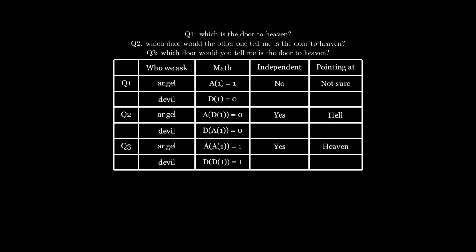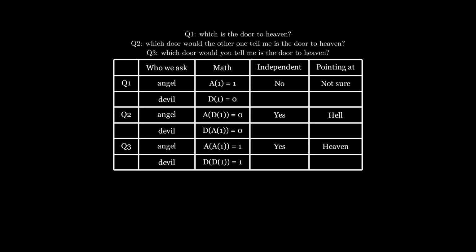Now I think that question 3 is in some ways a slightly better answer than question 2, because first of all, it does not rely on the devil knowing that the angel is an angel, or the angel knowing that the devil is a devil. And it also gets them to point to the gate that we actually want to take, which is the gate to heaven.